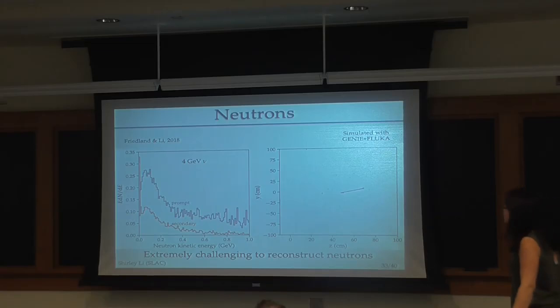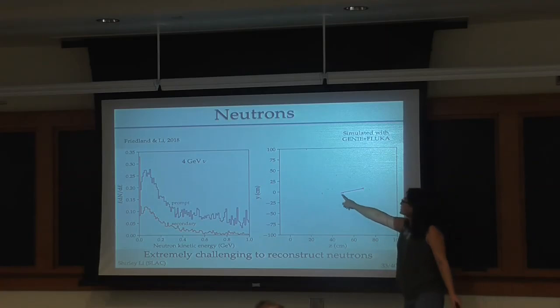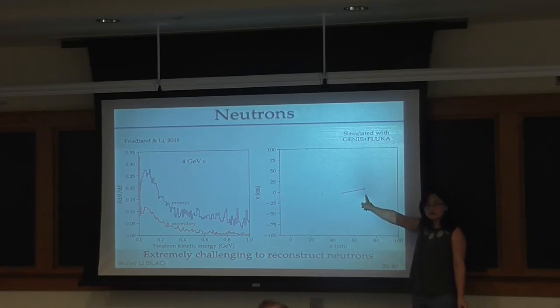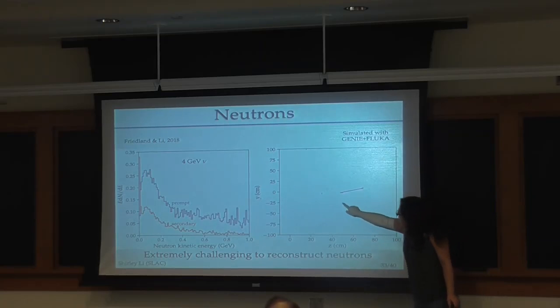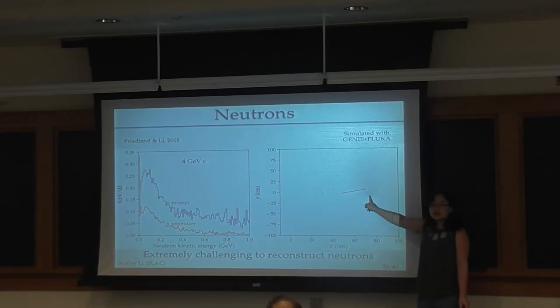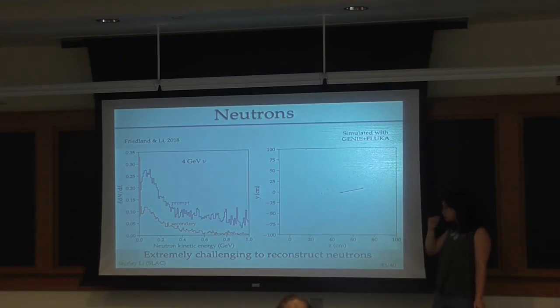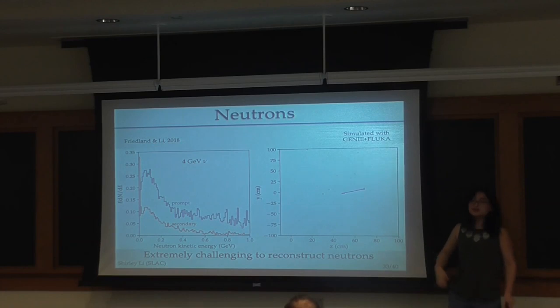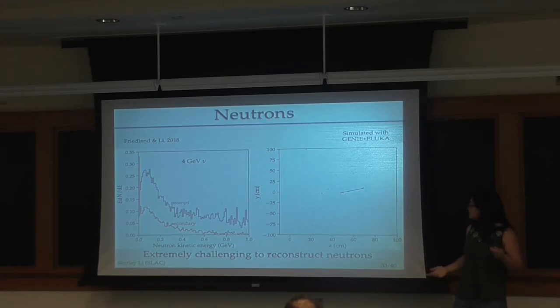Whereas for the next event, luckily there's a hard interaction here, and they pick up a proton track. This is a 20 centimeter track that should be quite visible in a detector. So for this particular event, you should be able to pick up quite a bit of neutron energy.